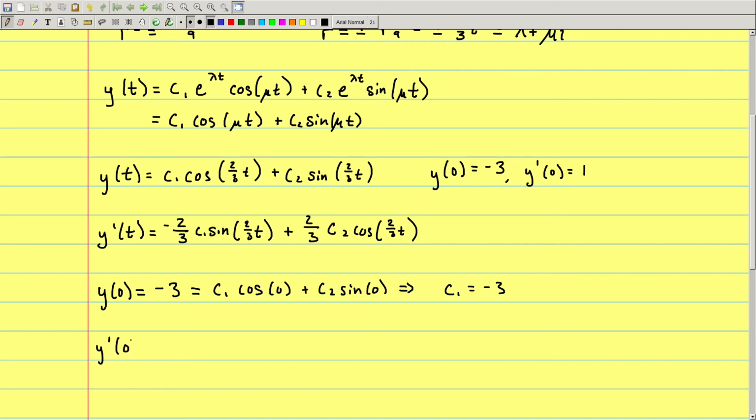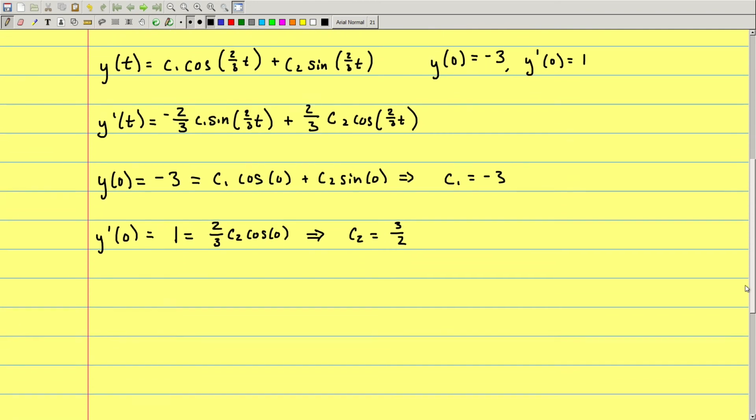And then if we plug 0 into our equation for the derivative, then we're going to see that that is equal to 1, which is equal to 2/3 times c2 cosine 0. Of course, the sine term is going to have sine of 0, so that's going to be equal to 0. And this tells us that it must be the case that c2 is equal to 3/2.